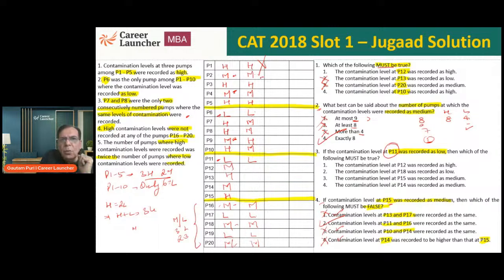How many mediums are here? 1, 2, 3, 4, 5, 6, 7, 8. क्या मतलब? मीडियम 8 हो गए. That means all 4 will have to be high. ये second case ही गलत है.